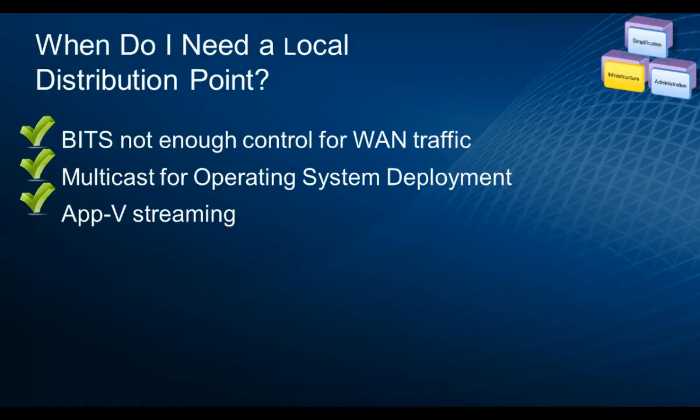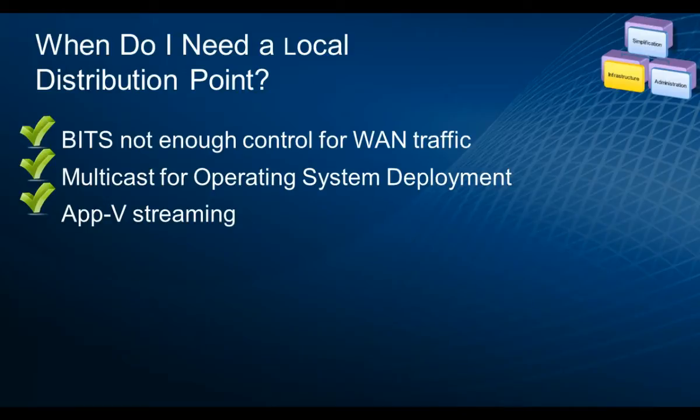When would you need a local distribution point to go with that? Well, when we talk about things like Background Intelligent Transfer Service, that may not be enough in some cases to be efficient across the WAN. So a distribution point on the other side of the WAN could assist in reducing the network traffic. If you were doing remote operating system deployment and wanted to do multicasting, multicasting is not something you'd want to send across the WAN, so a local DP would do that.